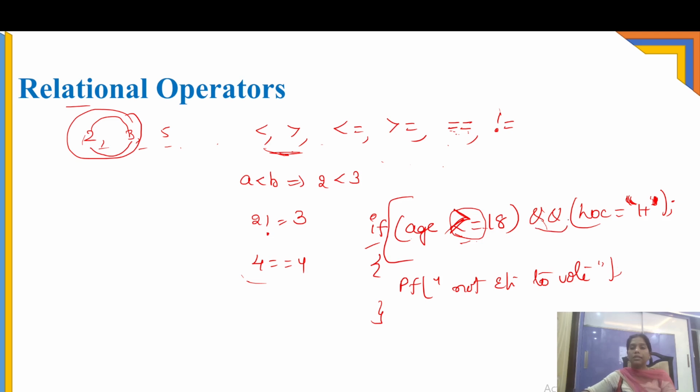See here, this is a logical operator, and this is the relational operators. The relational operators and logical operators are used in combination in if conditions. Okay, this is about relational operators.